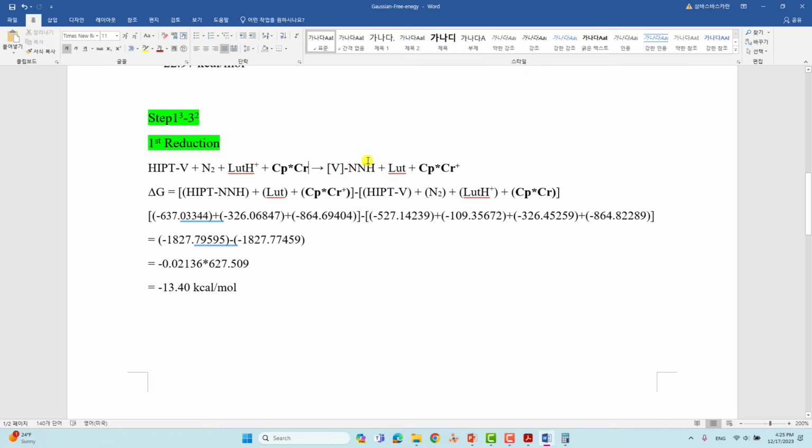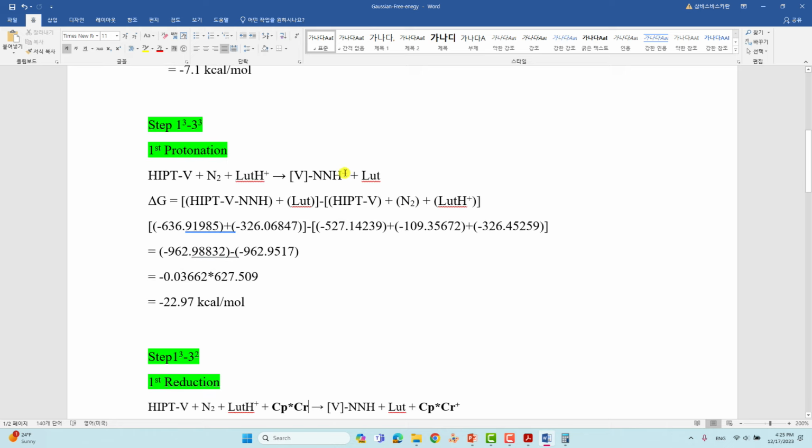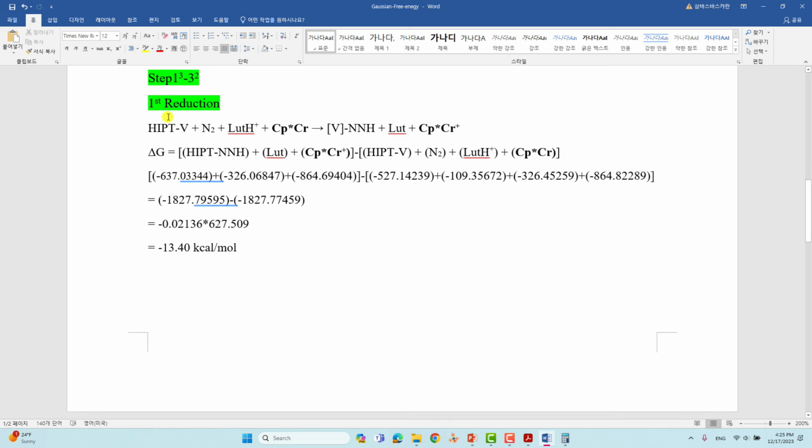So we are going to reduce that plus to 0. In the previous step, after adding one proton to the N2, the total charge changes to plus. Now we are going to reduce this plus into 0. That's why this is that step. You can see this is the reduced product, NNH, then the lutetium. Similarly to what I mentioned earlier, you have to add decamethylchromocene here also. After reducing, decamethylchromocene loses an electron, and you will get the oxidized species of decamethylchromocene.